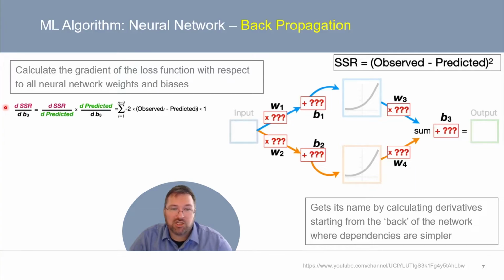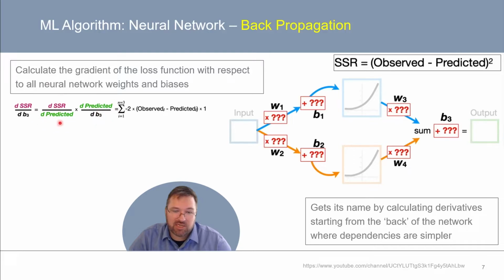Our first equation is the gradient of the loss function with respect to the backmost parameter, which in this case is the output bias, B3. Here we want the equation to calculate the change in our loss function, SSR, with respect to changes in our B3 parameter. This is the same as the change in our loss function with respect to a change in the overall network output prediction, multiplied by the change in the network prediction with respect to the change in the B3 parameter.